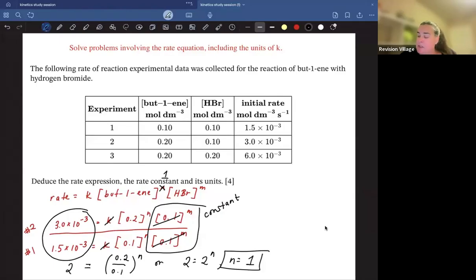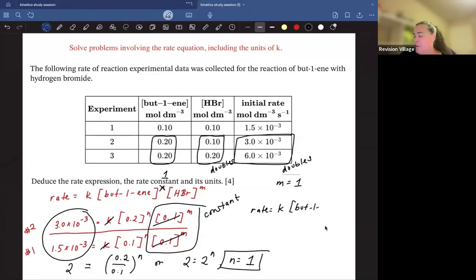So if I look at experiments 2 and 3, I can see that the concentration of but1ene is constant. The concentration of HBr doubles. And the rate doubles. And so it must be true that this reaction is first order in HBr as well. The rate changes exactly the same way the concentration changes. And so the overall rate law here must be but1ene to the first power and HBr to the first power.